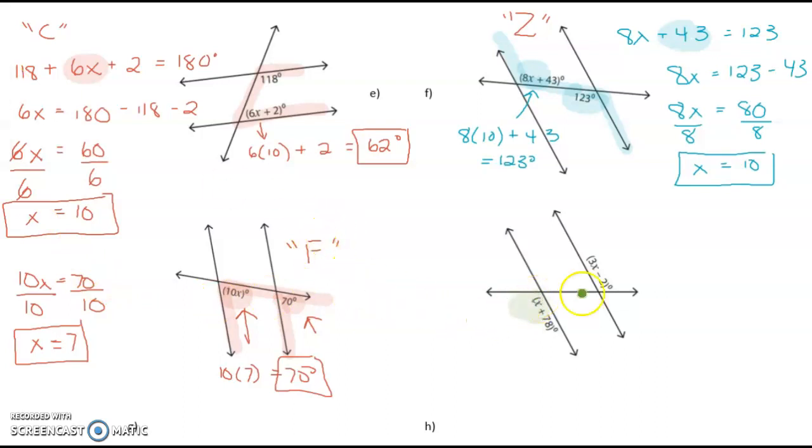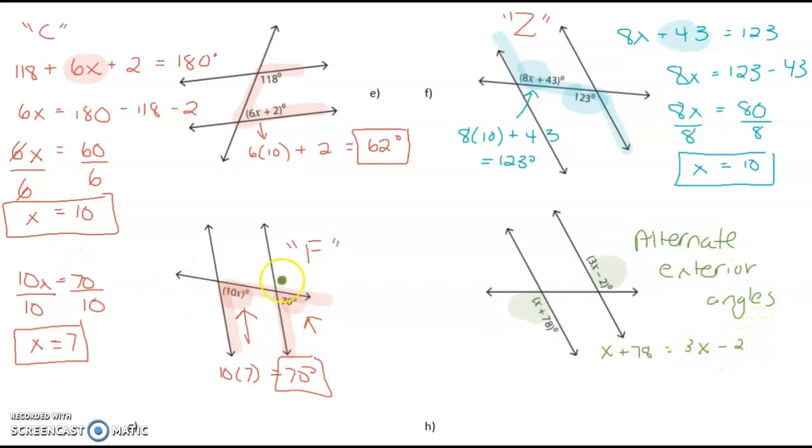this angle and this angle are called alternate exterior angles. Okay, so that means these two angles are equal. So to solve it, we're going to start by saying x plus 78 equals the other one, 3x minus 2.